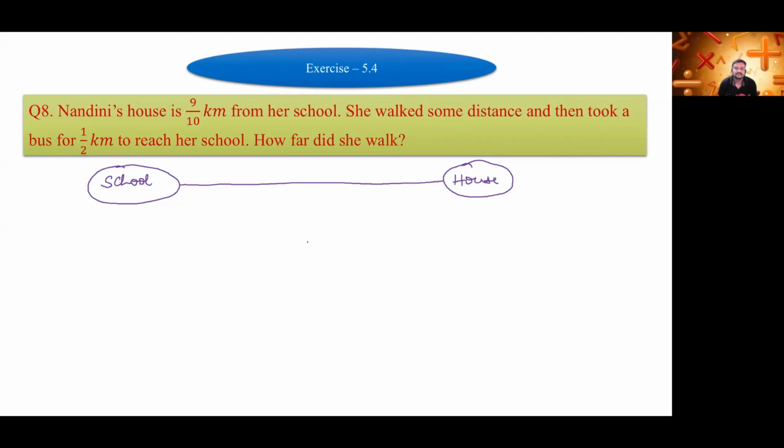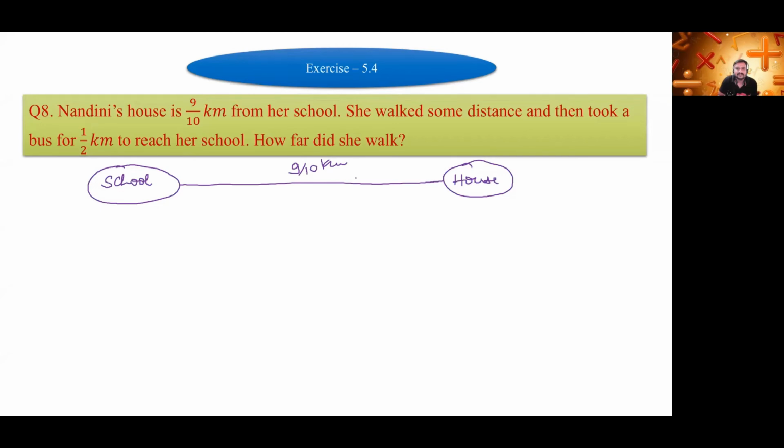Why subtract? What is the reason? Sir, the question is how far did she walk? And in the question, she took a bus for only half kilometer. That's why. So first, what is the distance between school and her house? It is 9 by 10 kilometer, correct?